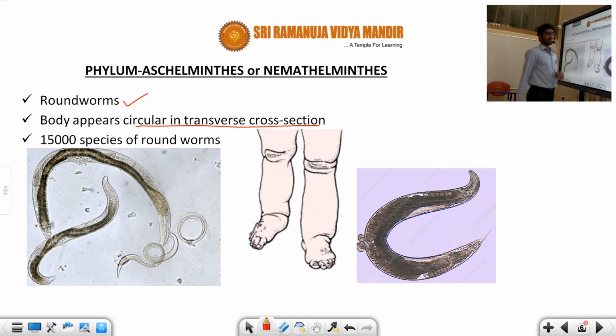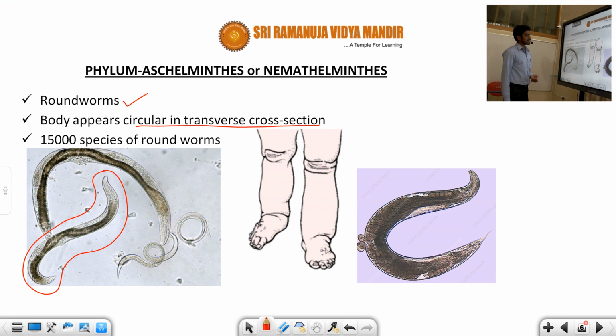Nematohelminthes or Aschelminthes exist in two forms, student. The first is the free living form, and the other is the parasitic form. The free living form is available in aquatic and terrestrial or land habitats, and the parasitic form is found in host organisms such as human beings. You can see the diagrammatic representation I am providing for you. This is under the microscope. You can see this one, it is a male Aschelminthes.